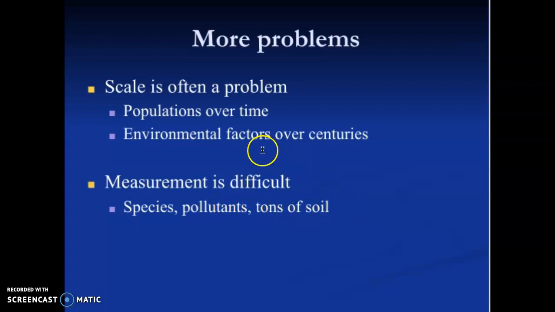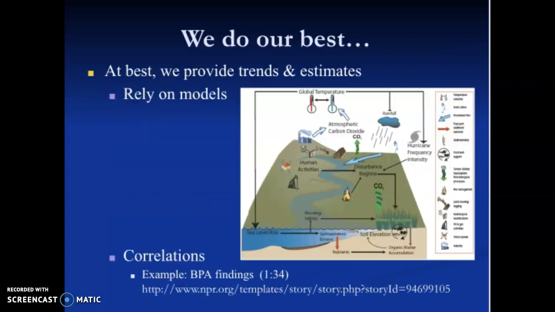Also, environmental factors take time, take centuries. For example, if there's a pollution today, the effects of this pollution that we may start to see may take centuries. So it is very, very hard to predict. So what we do to study environmental science is we do our best, we follow the trends, we estimate, and we rely on models. We develop models to solve the problem.